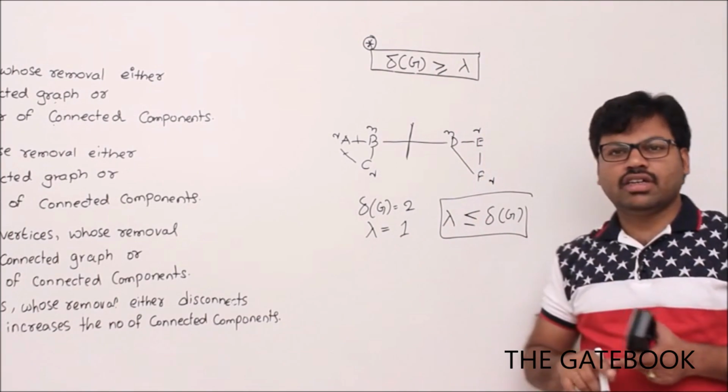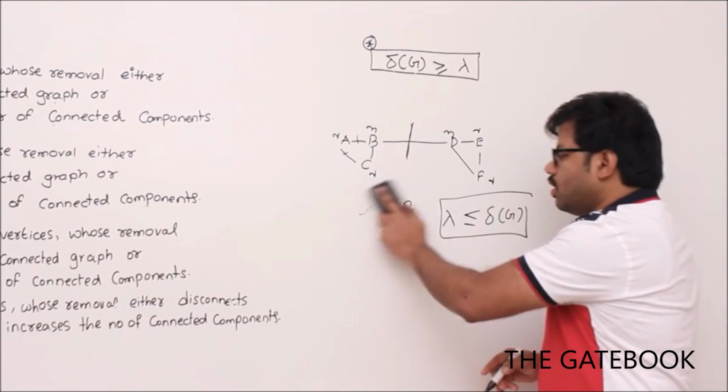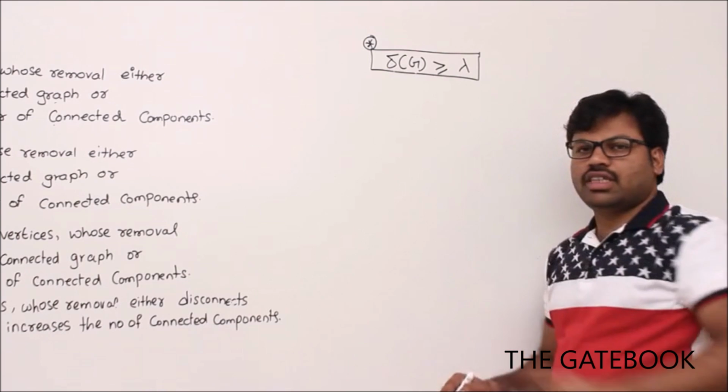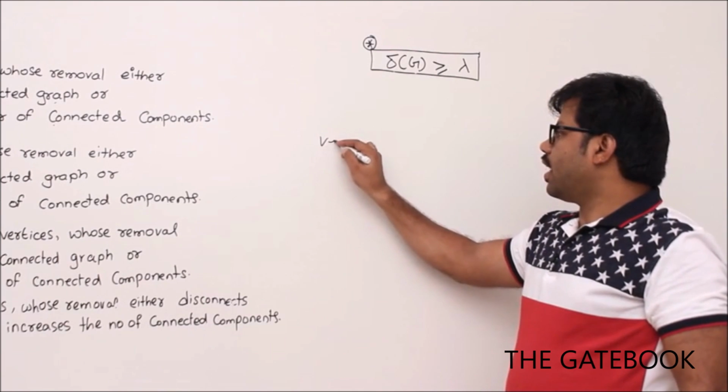Understand my point? Okay. Now let's see two more concepts in this cut vertex concept, that is the vertex connectivity number.